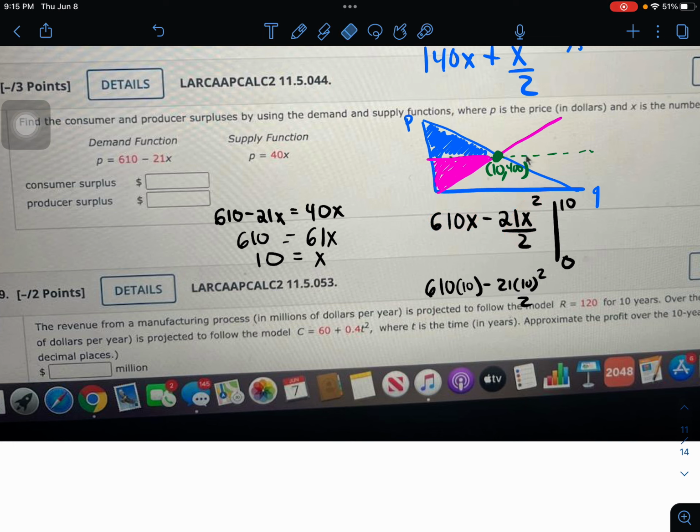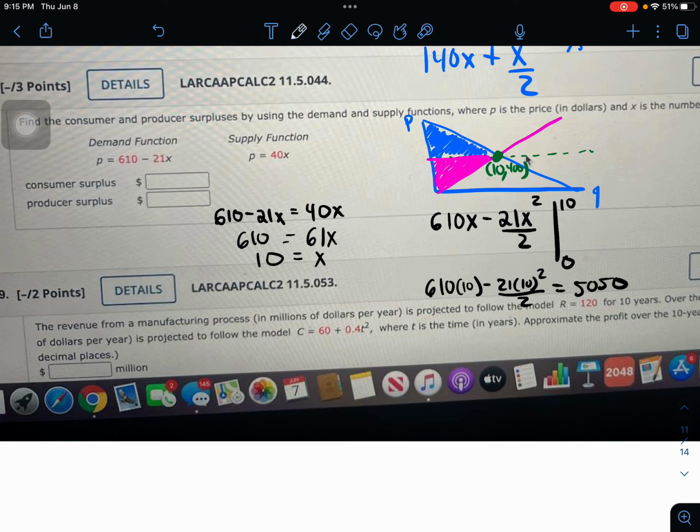So I'm going to plug that into my calculator. You go ahead and plug that into your calculator. Make sure you get the same answer I do, in case I make a careless mistake. I'll try not to. 610 times 10 minus 21 times 100, and all that's going to be divided by 2. And when I put that in there, let me make sure I plugged everything in right. Yeah, it's going to be 5,050.